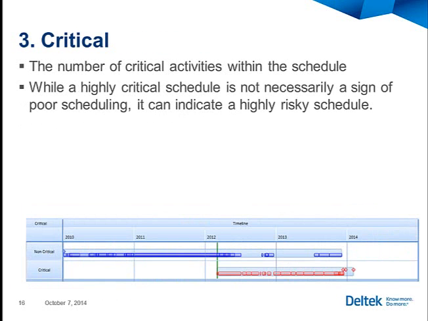Number 3, the number of critical activities in a schedule. Your schedule will and should have critical activities. What does that mean? That's activities where if they slip a single minute or a single day, your overall project will slip a single day.